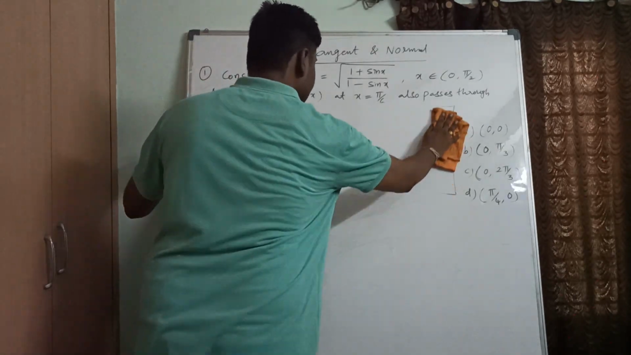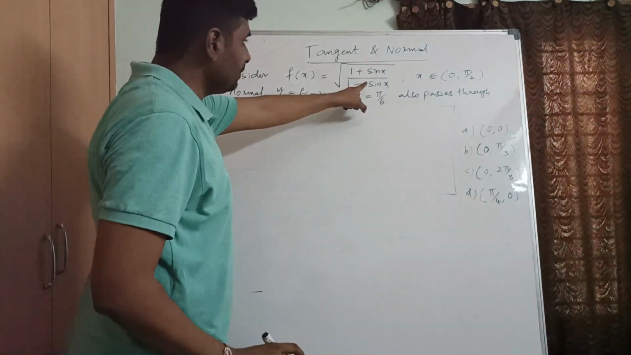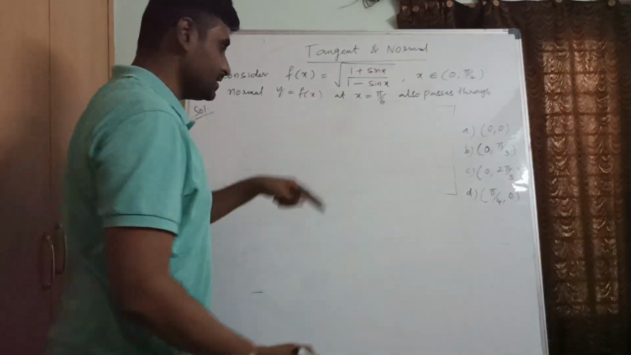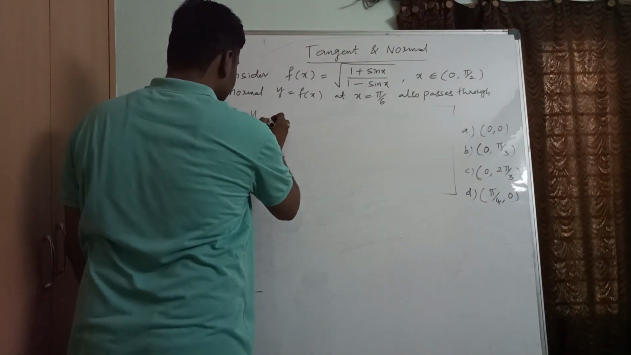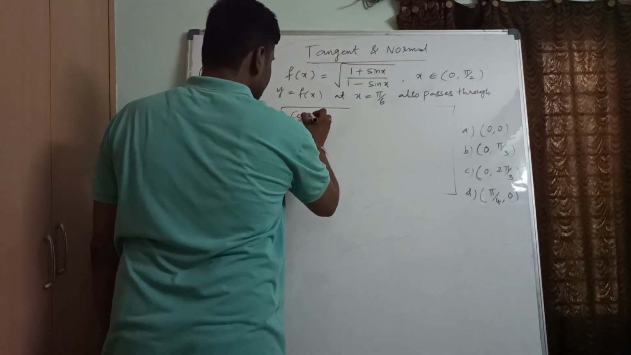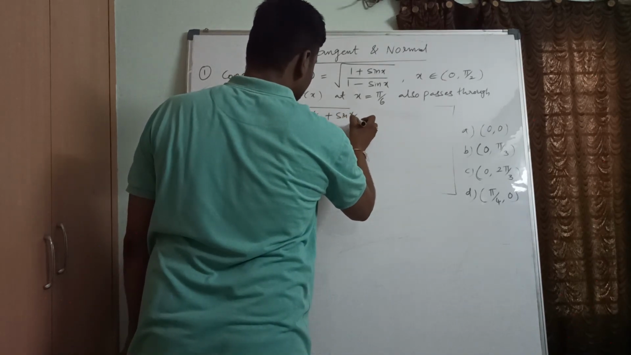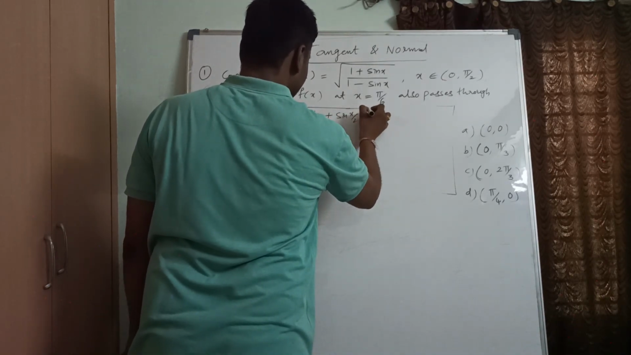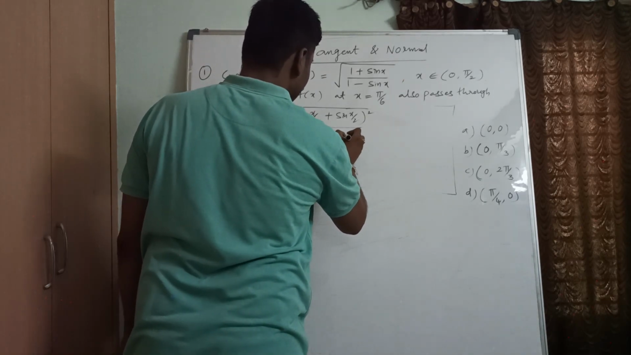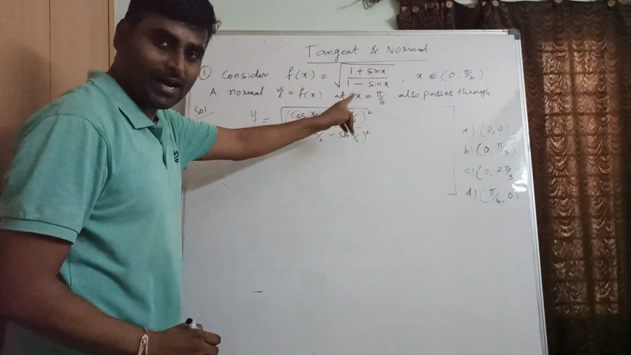Now here, what was the given function? f(x) = tan inverse of root of (1 + sin x)/(1 − sin x). So what will we do first? We have to simplify this. Chalo, let us simplify this. y = tan inverse of root of (1 + sin x), how can I write? (cos x/2 + sin x/2) whole square, correct? By (cos x/2 − sin x/2) whole square. Clear? Now the square root cancels there.